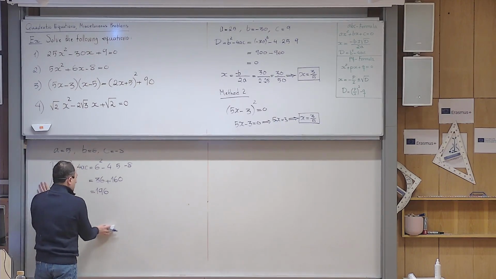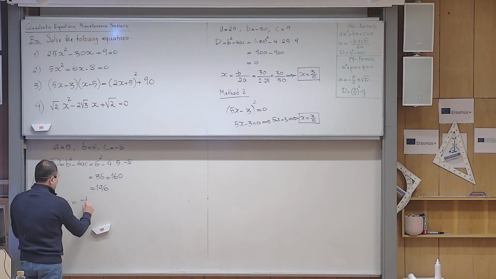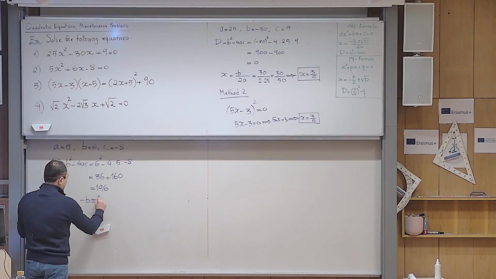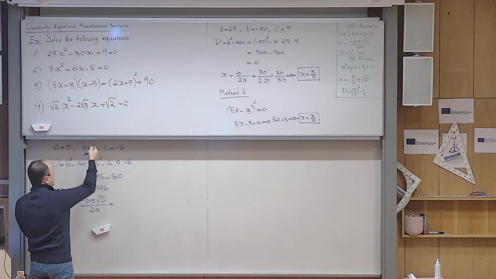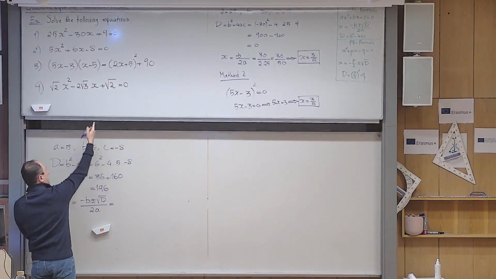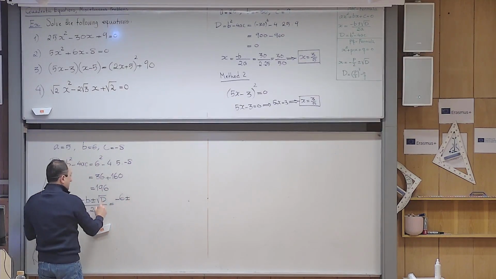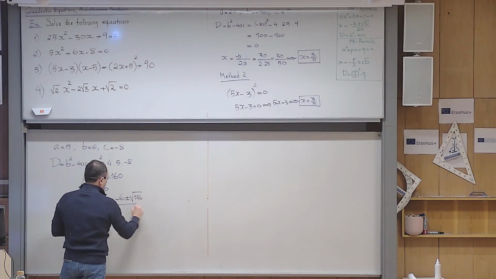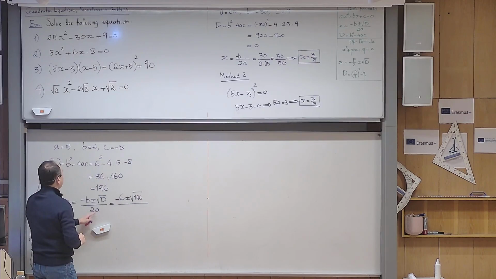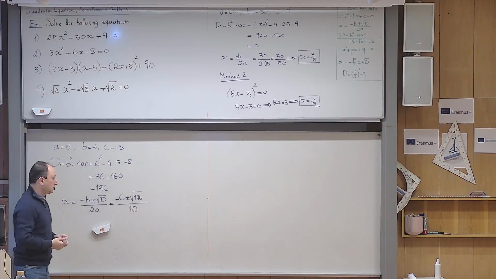Okay. So now that I have my discriminant, I write my formula. It's minus b plus or minus the square root of my discriminant, divided by 2a. So this becomes minus b. b is 6, so minus b becomes minus 6. But plus or minus the square root of 196 divided by, let us do this in our head, 2 times a, which is 10.